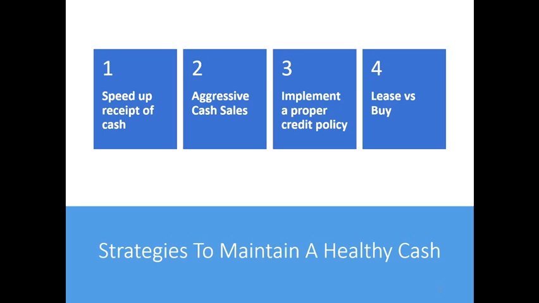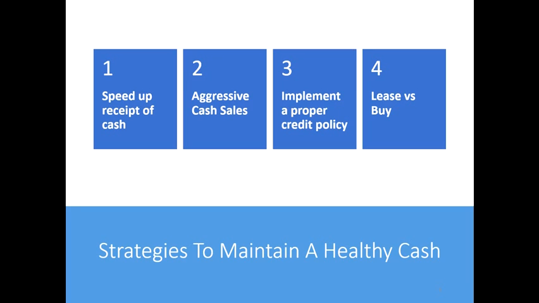Third ialah implement a proper credit policy. Di sini kita akan menggunakan dia punya credit worthiness. So you kena tengoklah setiap customer yang nak hutang dengan you tu, kena tengok dia punya credit worthiness. Boleh tak dia ni beli secara hutang ni, mampu tak dia bayar nanti? Okay, kalau tak tengok credit worthiness ni, nanti number 1 ni akan terjejas lah. Dia tak mampu nak kutip hutang tu secara cepat.